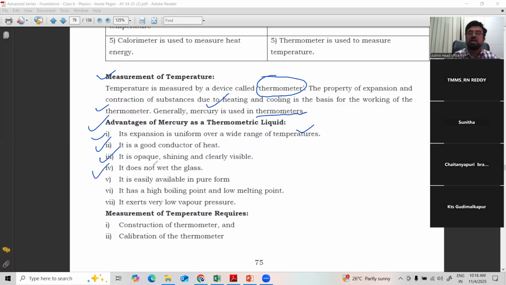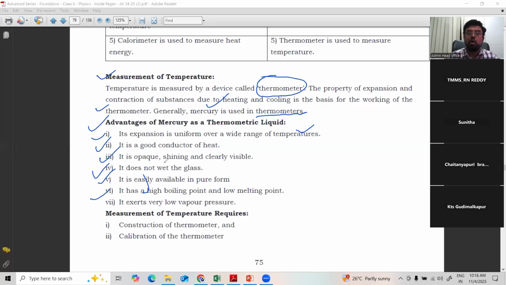It does not wet the glass. When you drop mercury somewhere, it won't stay in one place, it splits, so glass won't be wet. It is easily available in pure form. So even in availability, we can get it in a pure form. That is also one of the reasons why we are using mercury.